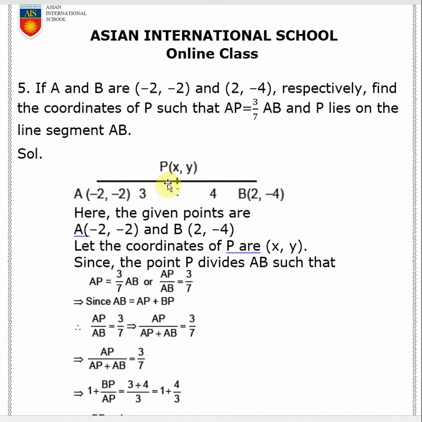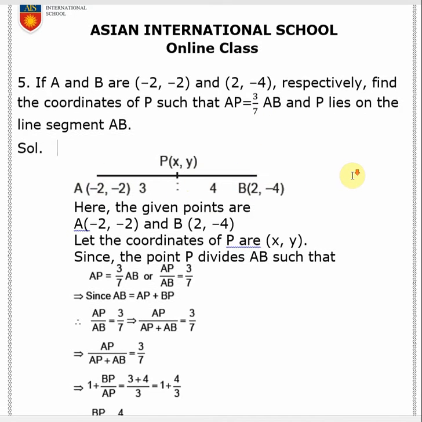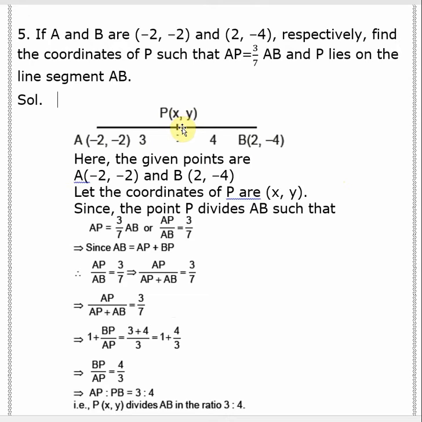That means from this point to this point the length is 3 units and the whole is 7 units. Since AP equals 3/7 AB is given, that means AP by AB is 3/7. That means if AP is 3 units, then AB must be 7 units. That means from here to here it is 3 units length, and the rest of the length must be 7 minus 3, which is 4. Since total AB is 7 and this much is 3, the rest of it is 4 only. That means P is creating a ratio of division 3:4.